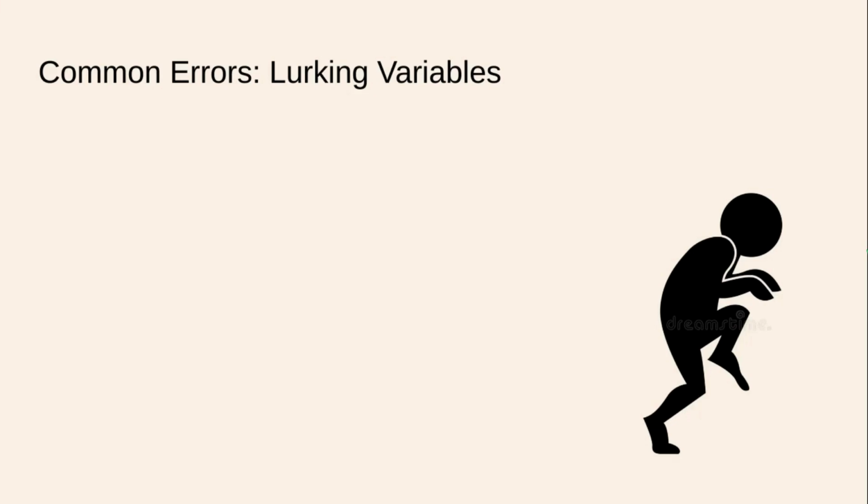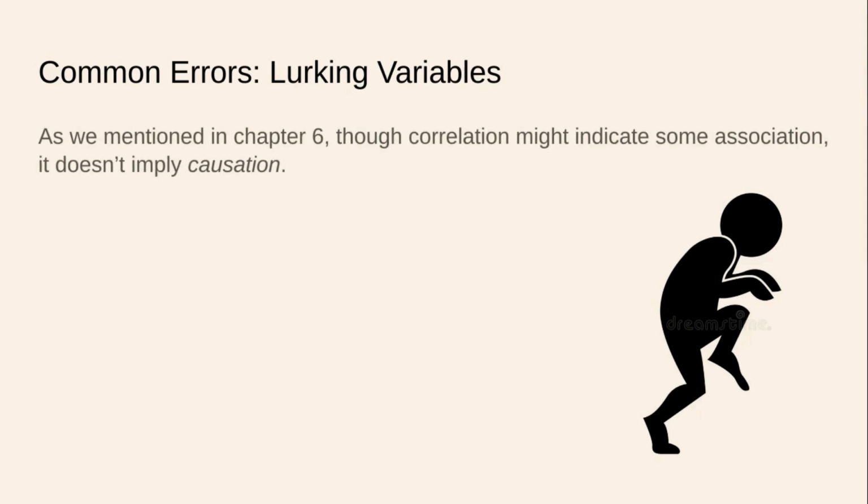So now we're going to look at the topic of lurking variables. As we mentioned in Chapter 6, though correlation might indicate some association exists, it does not imply causation, right? Association is when two variables may be related in some way because when you graph them, there is a clear relationship. But for it to be a causal relationship, there needs to be a demonstrated cause and effect. Changing one variable necessarily changes the other.